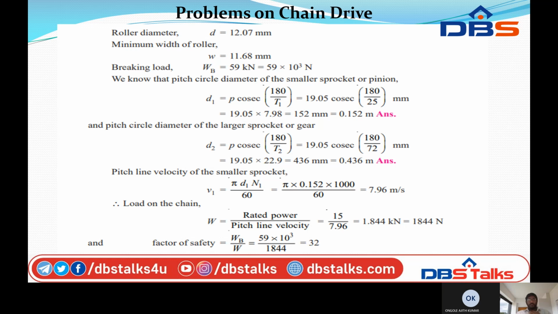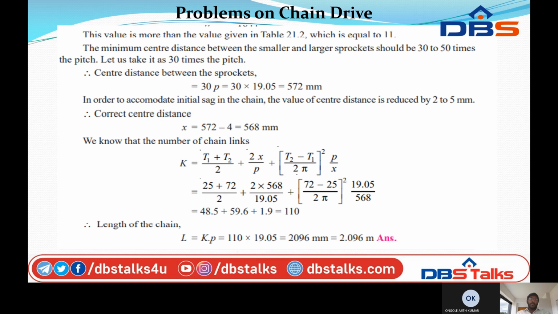that is equal to 1844 Newton. And finally calculate the factor of safety, WB by W, that is equal to 59 into 10 power 3 by 1844, that is equal to 32. So the factor of safety is 32. This value is more than the value given in the table, which is equal to 11.